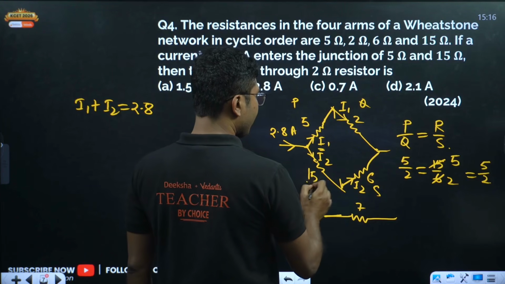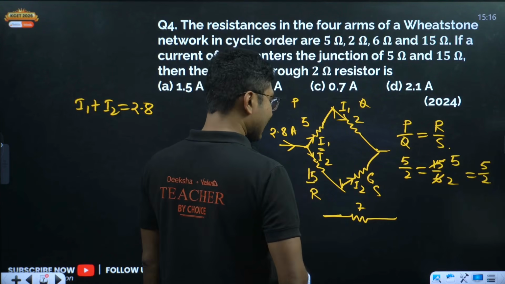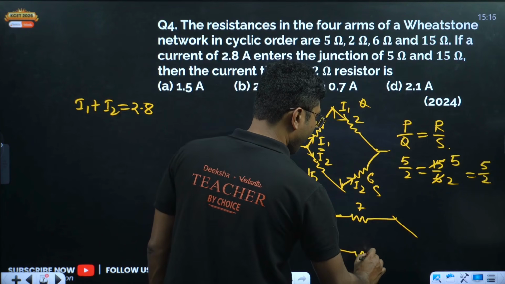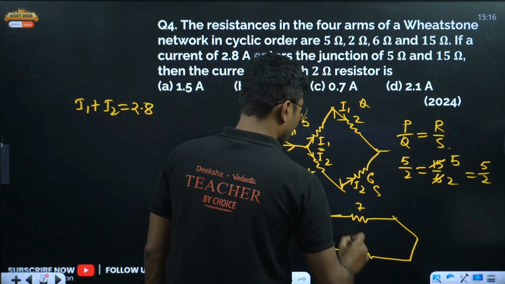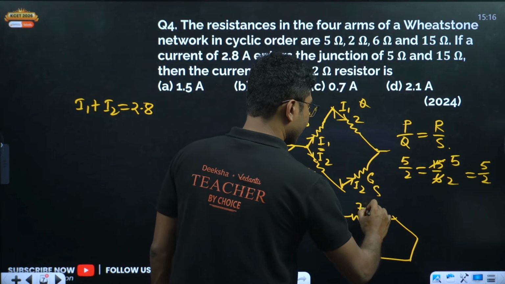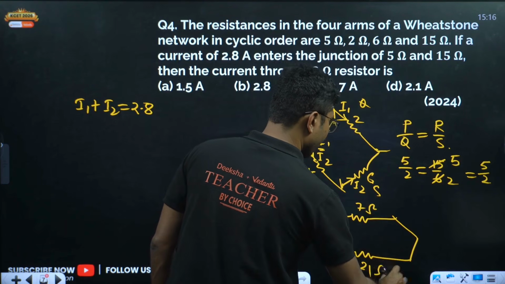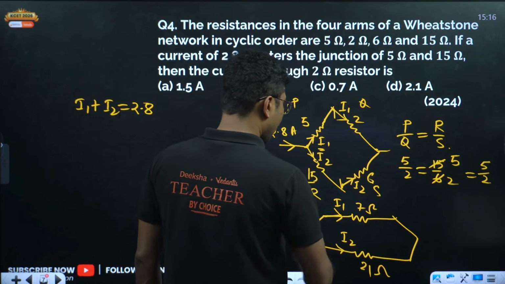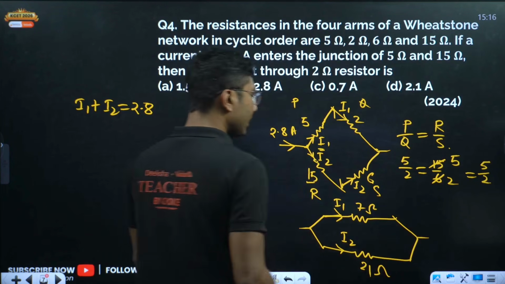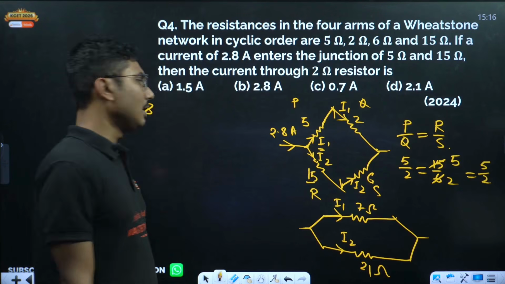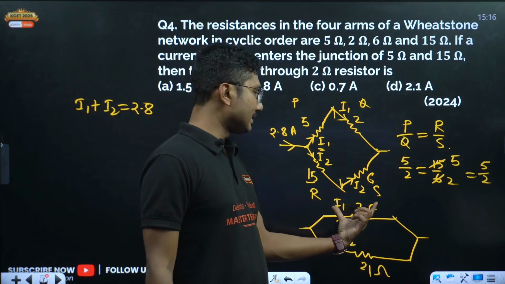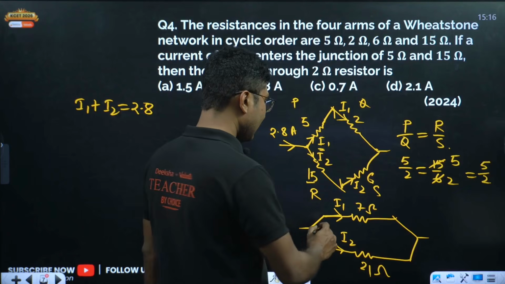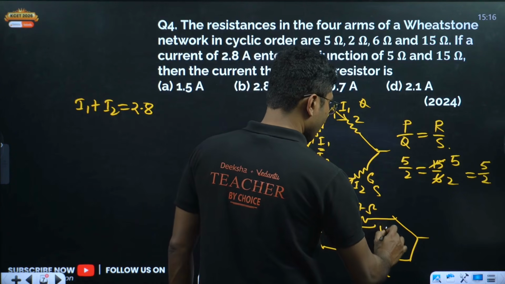Below one we have 15 and 6 again in series. So the below one will have a total resistance of 21. Okay, so this is 7 ohm, this is 21 ohm. Current through this is I1, current through this is I2. Now obviously we can say that because they are connected in parallel, the voltage drop across this resistance should be equal to the voltage drop across this. They are connected in parallel, which means the voltage drop must be the same.